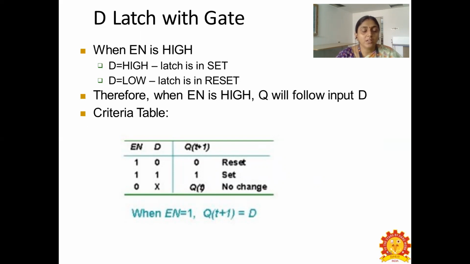And when enable is 0, irrespective of the D value, the current state Q will be retained for the next state also. That is no change. So when enable is 1, we can say the next state Q of t plus 1 is the same as the D value.